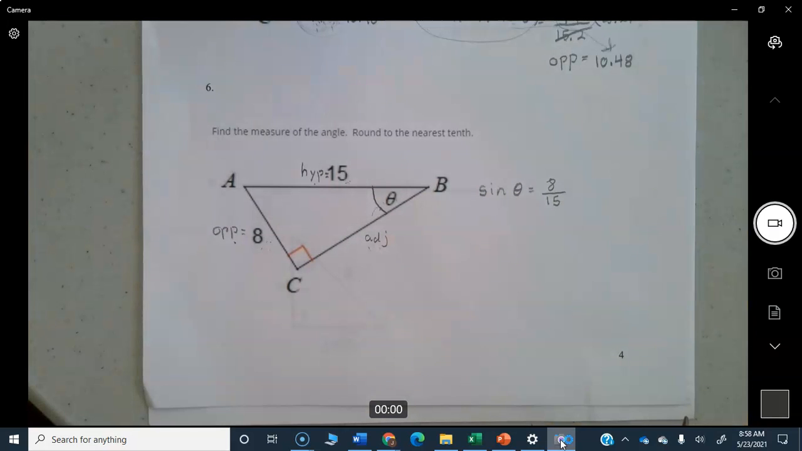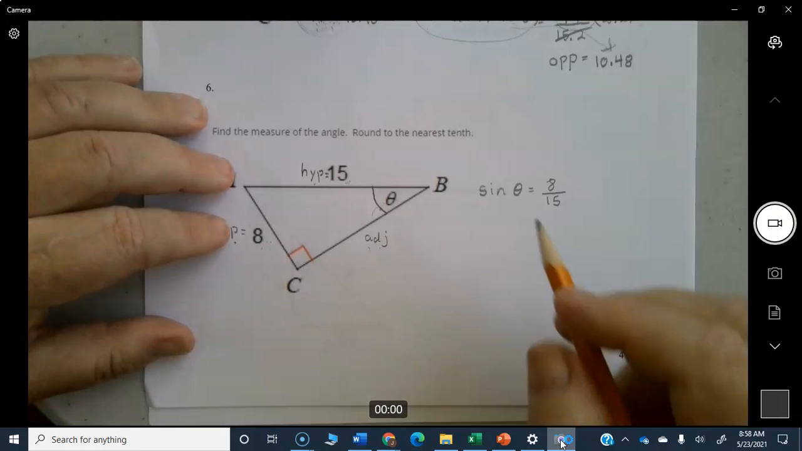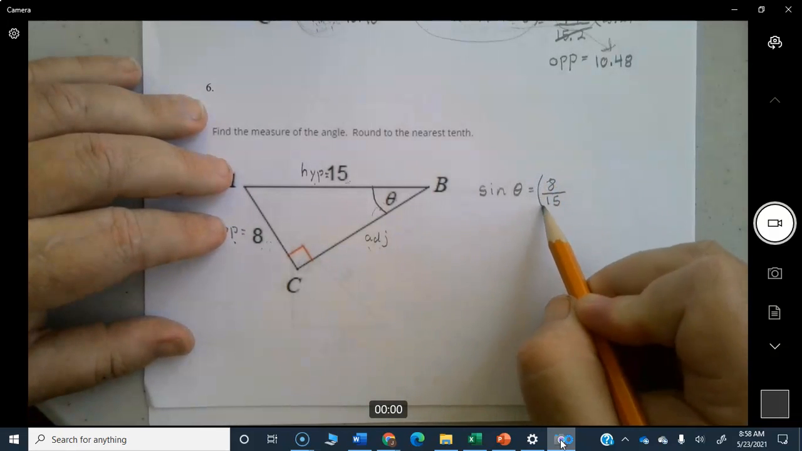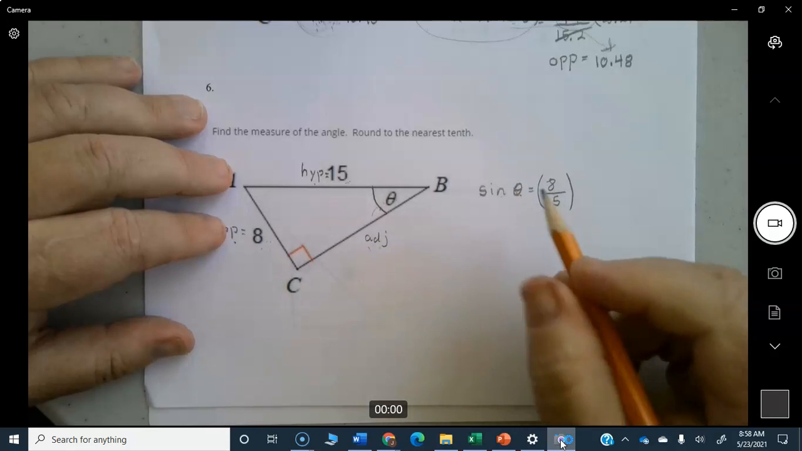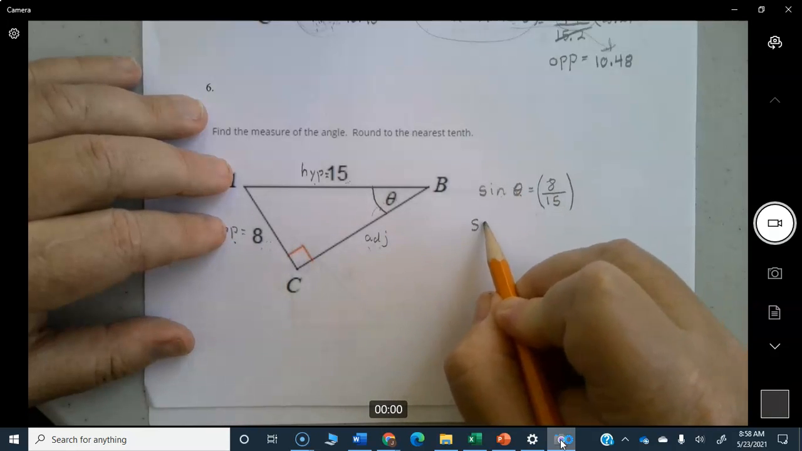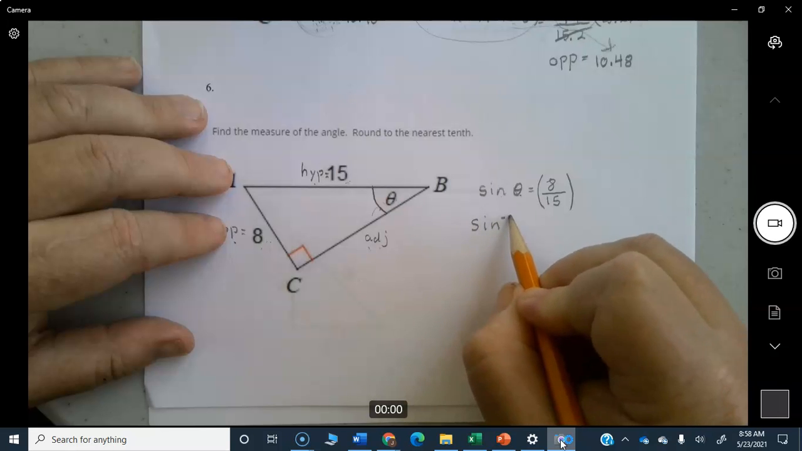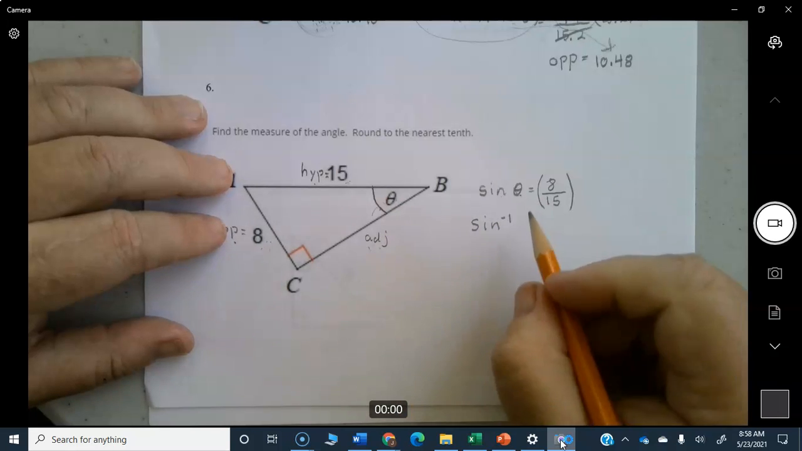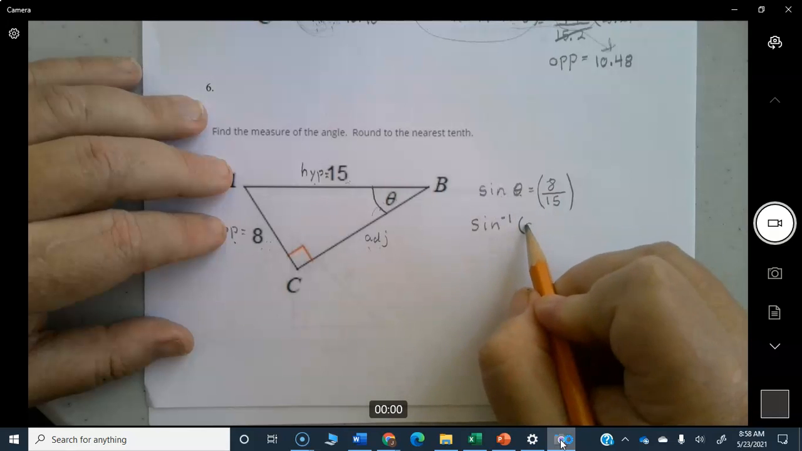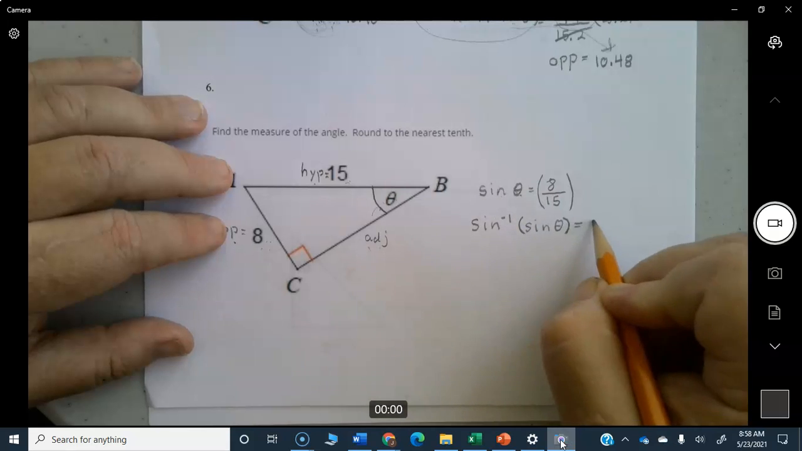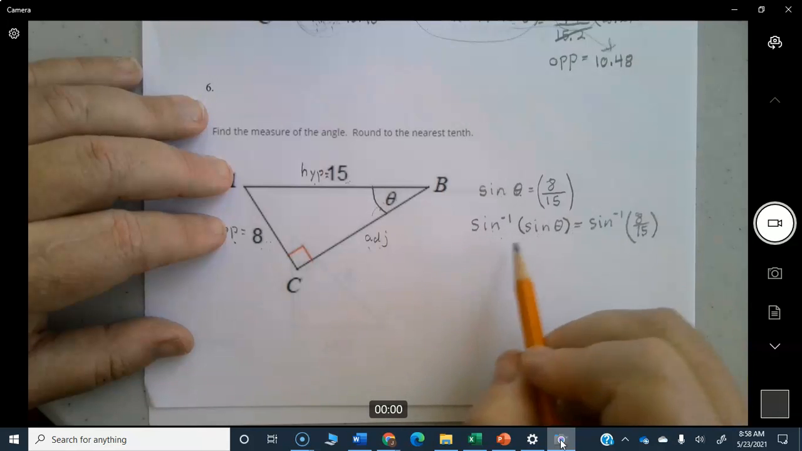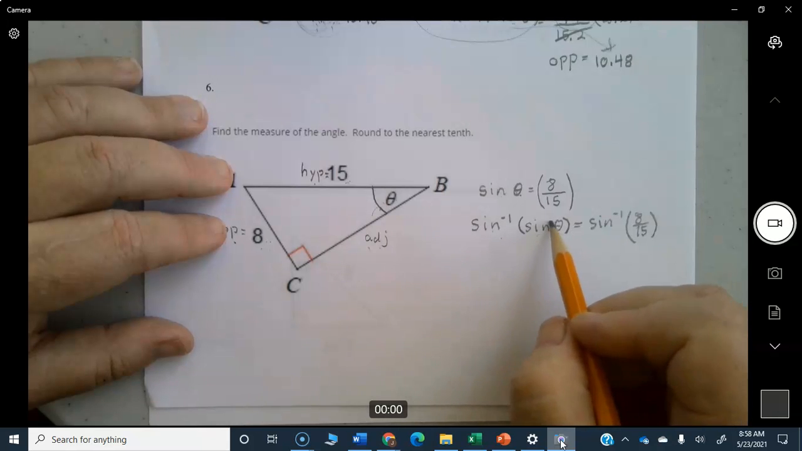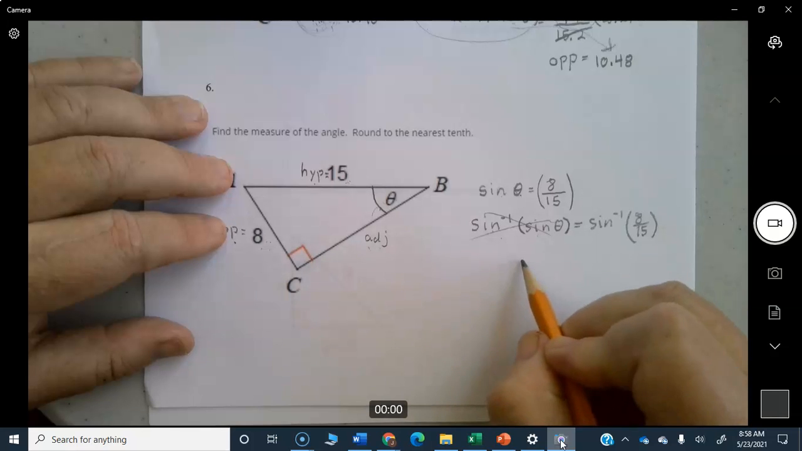Okay, sine. So now what we have to do is take the inverse of both sides to figure out what theta is. We need to get theta outside of the sine. So we're going to take the inverse sine. This time we're going to use this notation on both sides. So in this case, it's inverse sine of sine theta. The inverse sine and sine unwrap each other. They cancel each other out. So all you have down here is theta.